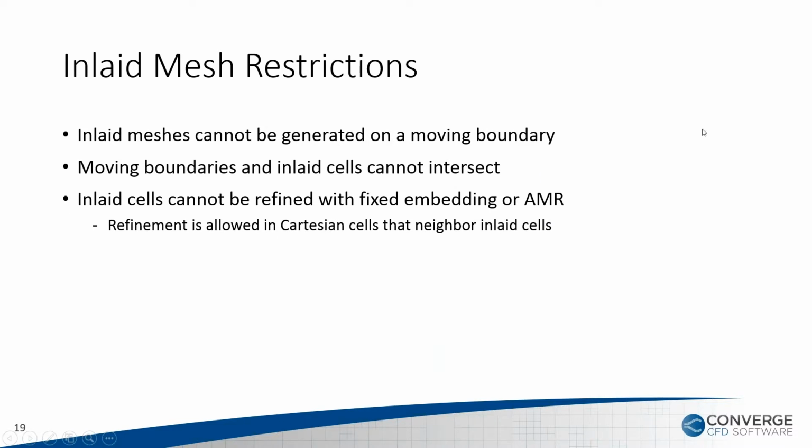There are some restrictions for the inlaid mesh in Converge 3.0. Currently, you cannot create an inlaid mesh that's attached to a moving boundary, and you cannot define the inlaid mesh itself to be moving either. You also cannot have the moving boundaries and the inlaid cells intersect. Currently, we also do not allow for any embedding or AMR for the inlaid cells themselves. But you are free to use any kind of embedding or AMR for the surrounding Cartesian cells.